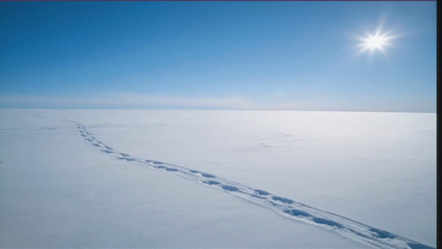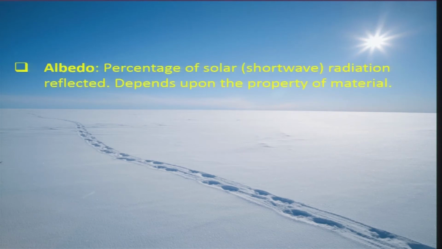This is again important, and as I was talking about, if you look at the region which reflects maximum energy back, it will appear white. Okay. So this is the photograph of a snow field, and the terminology which has been used for this type of radiation is termed albedo. So albedo is the percentage of solar radiation reflected.